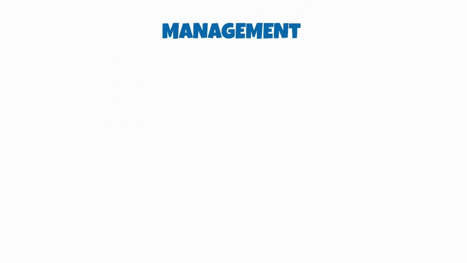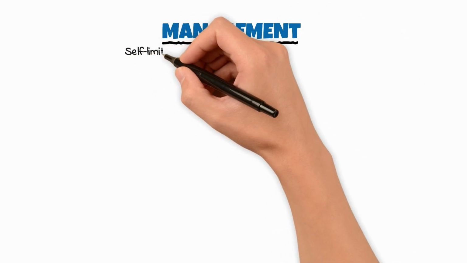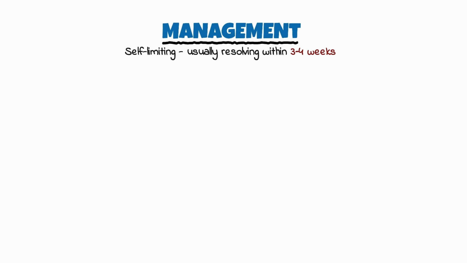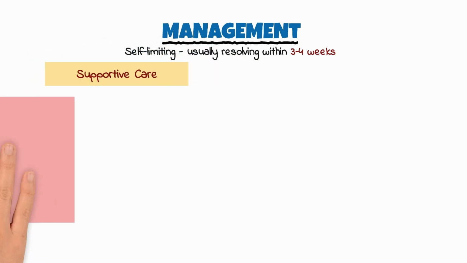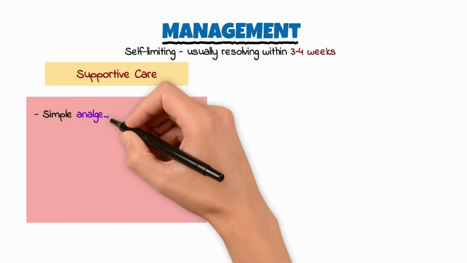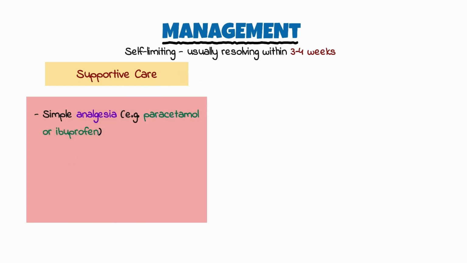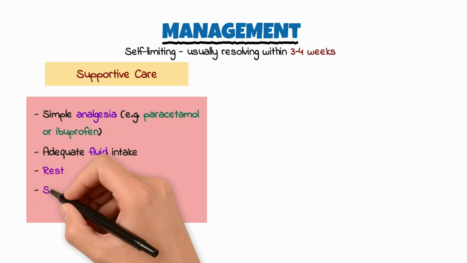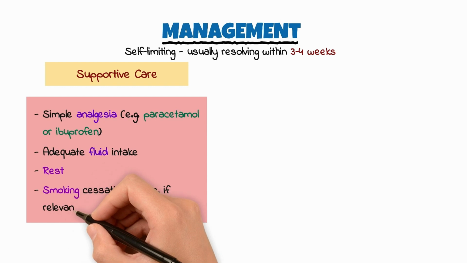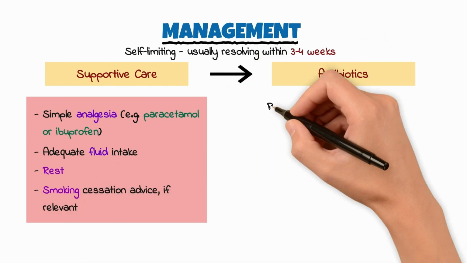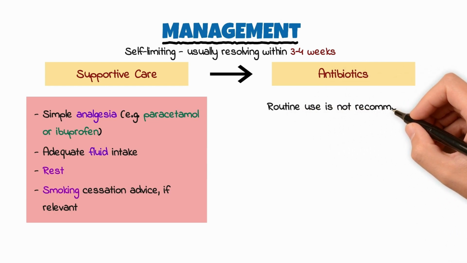Management. Acute bronchitis is self-limiting, usually resolving within 3 to 4 weeks. Supportive care: simple analgesia, for example paracetamol or ibuprofen, adequate fluid intake, rest, and smoking cessation advice if relevant. Antibiotics: routine use is not recommended.